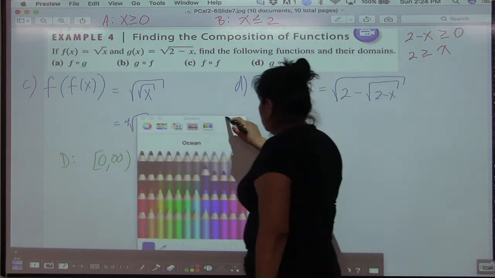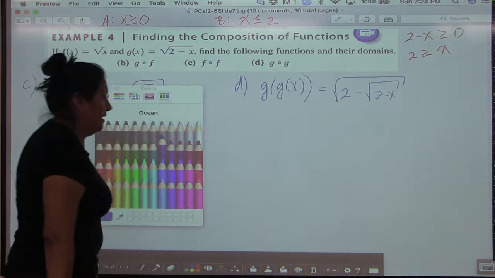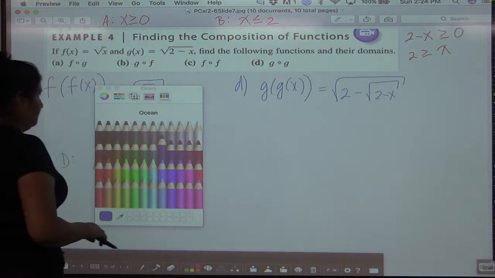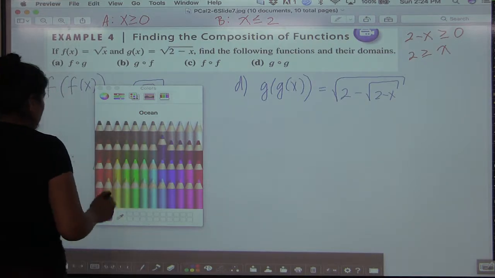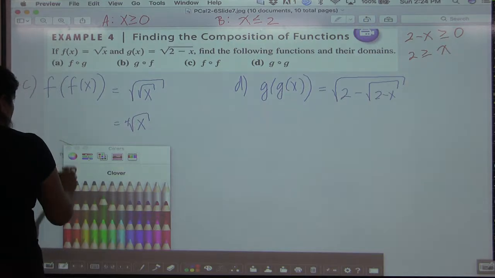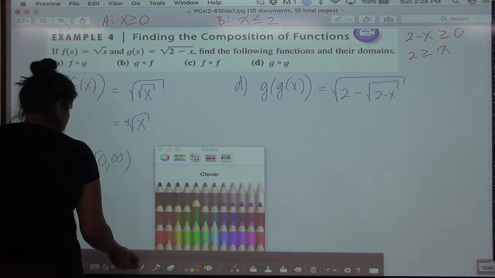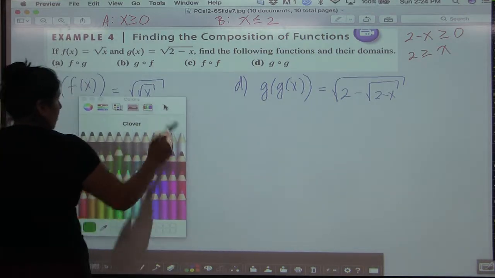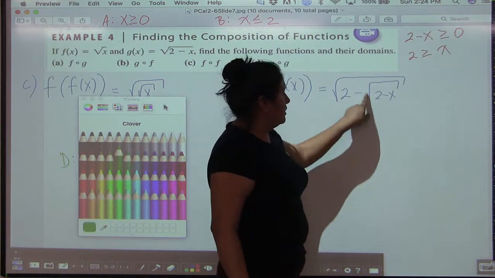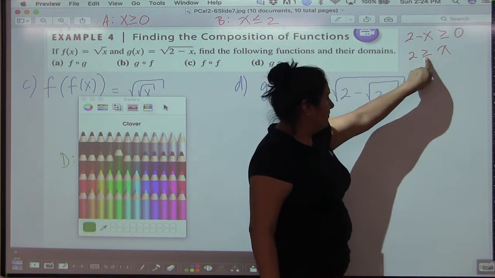And now the only issue here is, again, you don't want to try to simplify it into a fourth root because it's not all underneath that second square root. But this is going to pose a little bit more of a dilemma again with the domain. So we already know that for the inside function, the 2 minus x part, that x has to be less than or equal to 2.